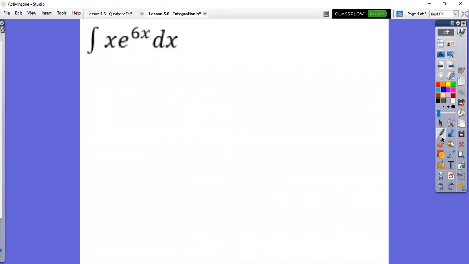So let's take a look at the integral that we were looking at: the integral of x times e to the 6x dx. I need to pick something for u, and I need to pick something for dv. I'm going to look for logarithmic. Don't have anything logarithmic. I'm going to look for inverse trig. Don't have any inverse trig. I'm going to look for polynomials. I do have a polynomial. So I'm going to let u be this polynomial, x, which means that du is dx.